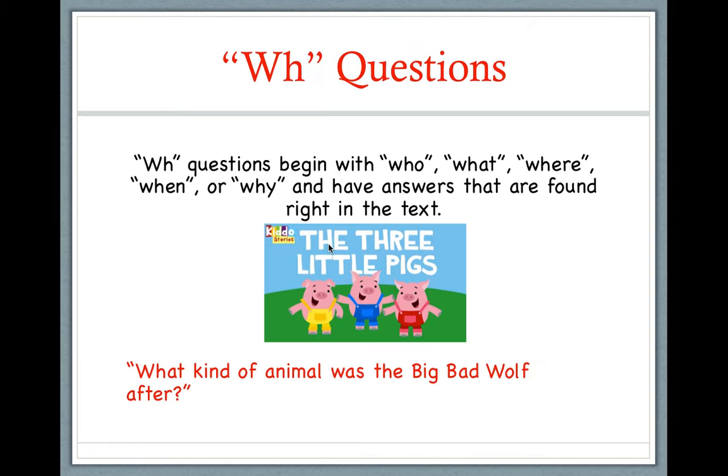WH questions must always begin with who, what, where, when, or why, and have answers that are typically found right in the text. For example, an appropriate WH question for the book The Three Little Pigs would be, "What kind of animal was the big bad wolf after?" And students would reply, "Pigs."